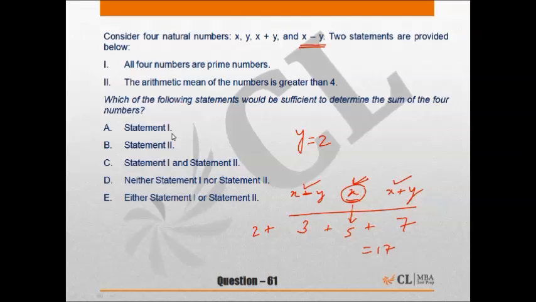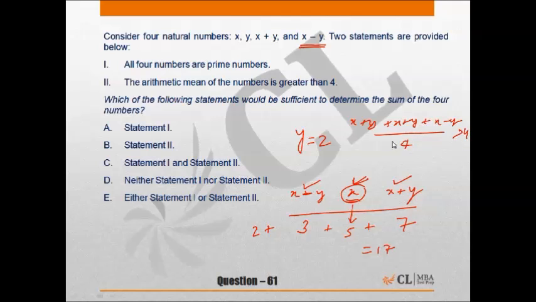Now let's move to the second statement, as we have all sorts of options like either statement 1 or statement 2 in option 5. So let's check what is given in the second statement. It states the arithmetic mean of the numbers is greater than 4. It means x plus y plus x plus y plus x minus y, upon 4, is greater than 4.